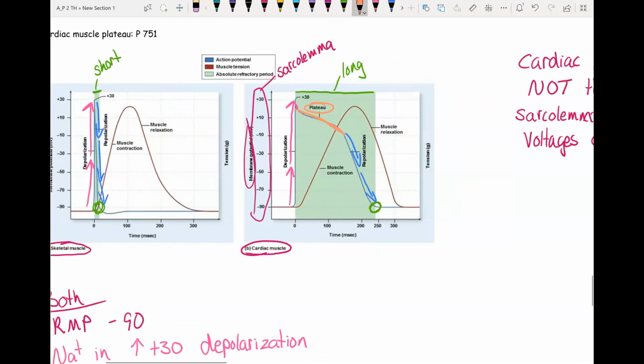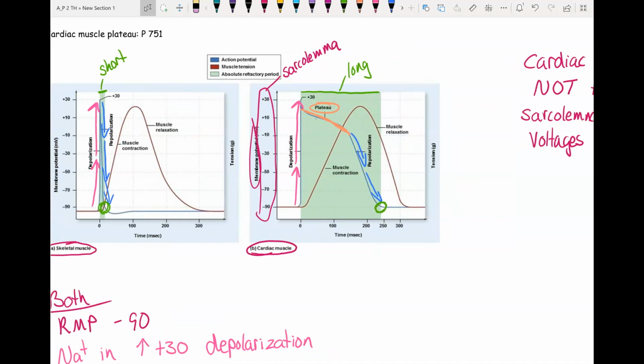In the cardiac muscle, you have sodium come in, you depolarize to positive 30, then you have your potassium going out, but you also have calcium coming in at the same time. So here we have calcium in, we have potassium out at the same time, so they cancel each other out. And you get this plateau. You don't immediately drop back down to negative 90. Then when you get to the repolarization, the calcium gates close and you just have potassium going out. And then you drop back down to your negative 90 and refractory is over.